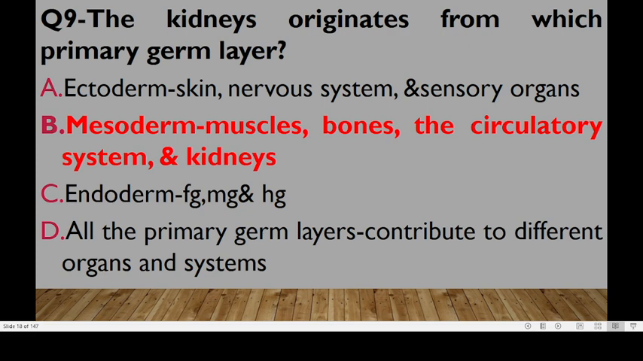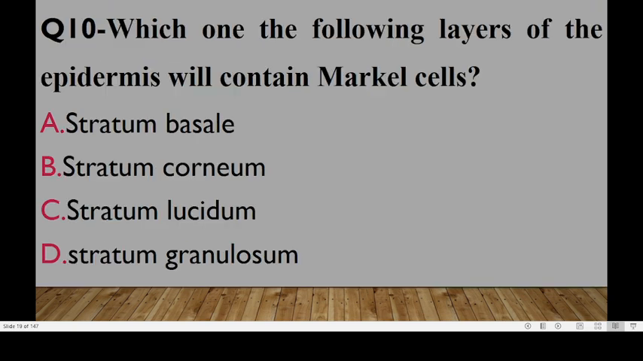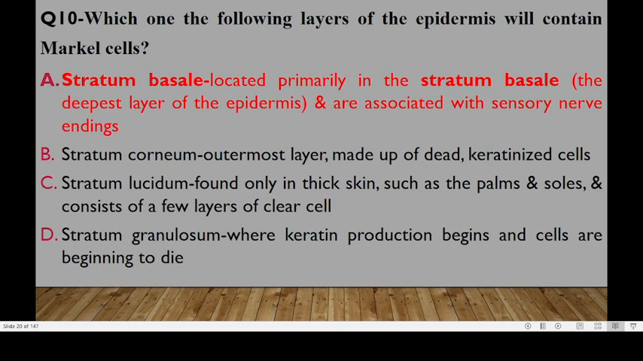As we all know, endoderm is majorly involved in the formation of the foregut, midgut, and hindgut, while the ectoderm majorly gives rise to the skin, the nervous system, and sensory organs. Which of the following layers of the epidermis will contain the Merkel cells? Merkel cells will be found primarily in the stratum basale, which is the deepest layer of the epidermis, and is normally associated with sensory nerve endings.